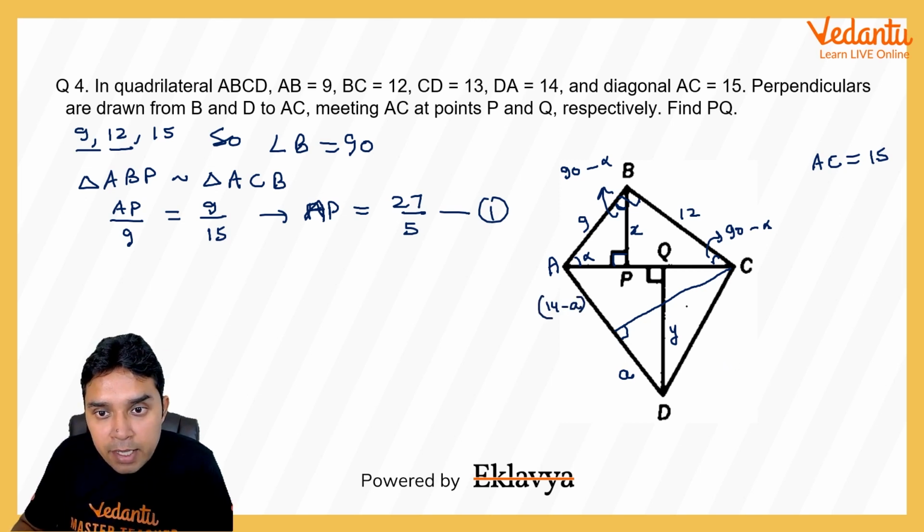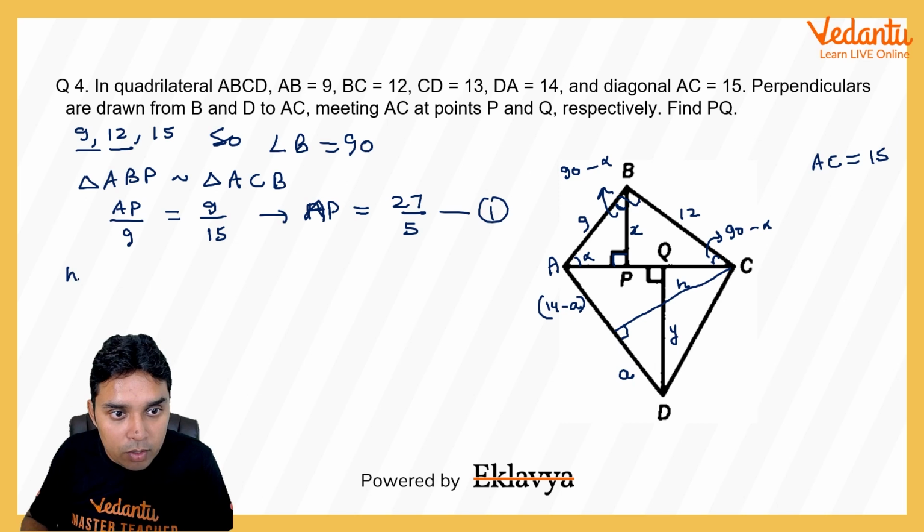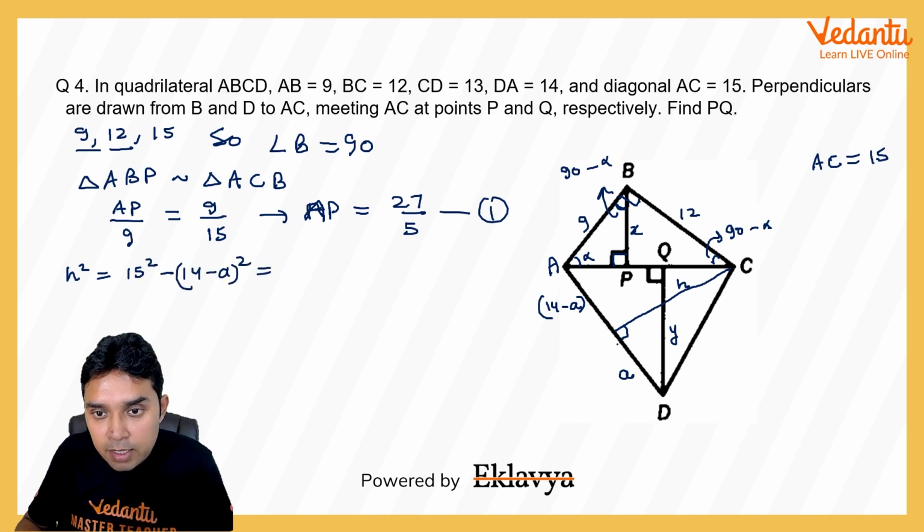Once again using Pythagoras theorem, let us say this height is h. So this square of this height h square can be written in two ways. One is AC square, that is 15 square minus (14 minus A) square, and in that other triangle it can be written as CD square. CD is how much? CD is I think 13. So this will be 13 square minus A square.